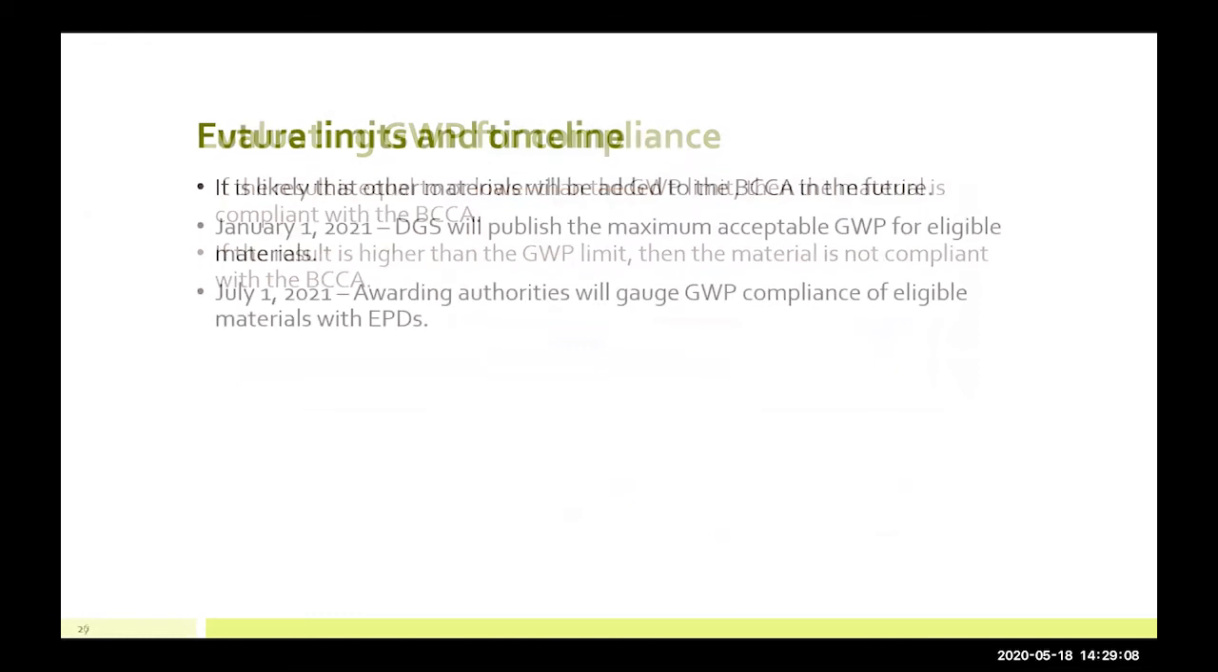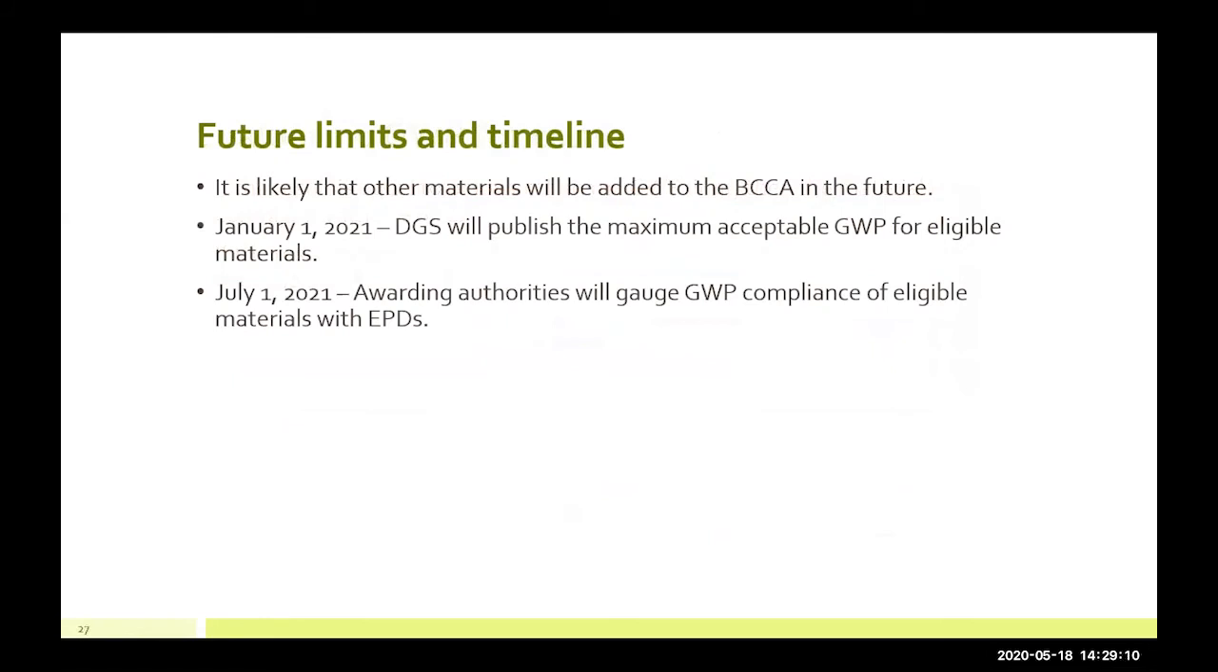Next slide. So, future limits and timeline. It is very likely that other materials will be added to the Buy Clean California Act in the future. When AB 262 started, there were many more materials listed than just the 4 that we have today. So it won't be a surprise if, after July 1st, 2021, there are more coming down the pipeline.